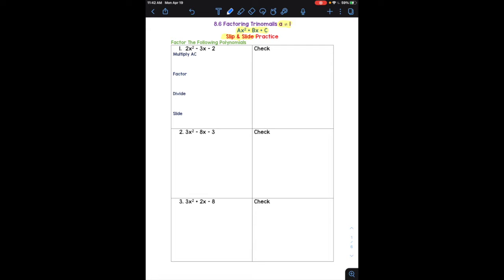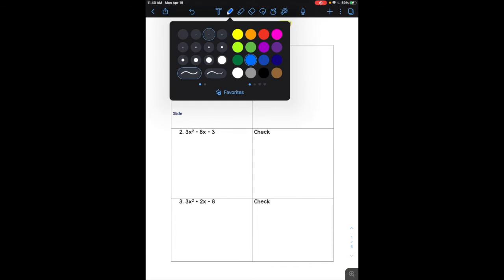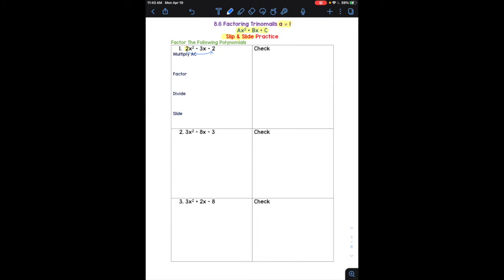In the first problem, I listed the steps here to help us remember what they are, and in problems 2 and 3, we'll just follow the steps from problem 1. So again, since a is not 1 this time, the first step is to multiply it times the c. We're going to slip it over and multiply it to the c value. For this problem, when we do that, we'll be left with x squared minus 3x minus 4. Step 2 is to factor.